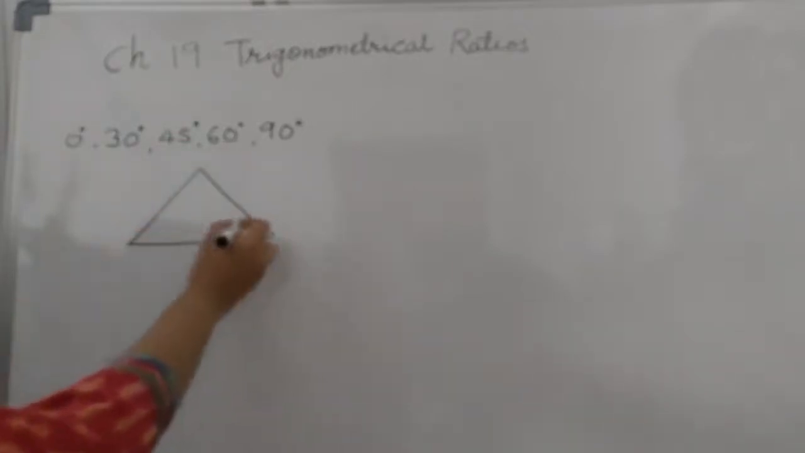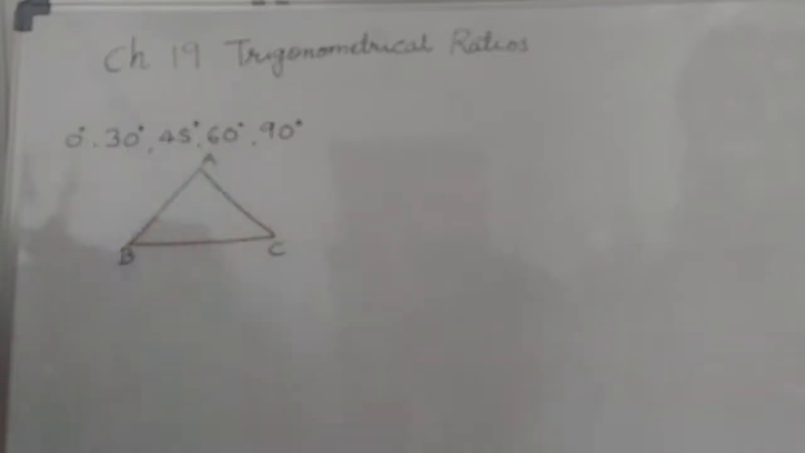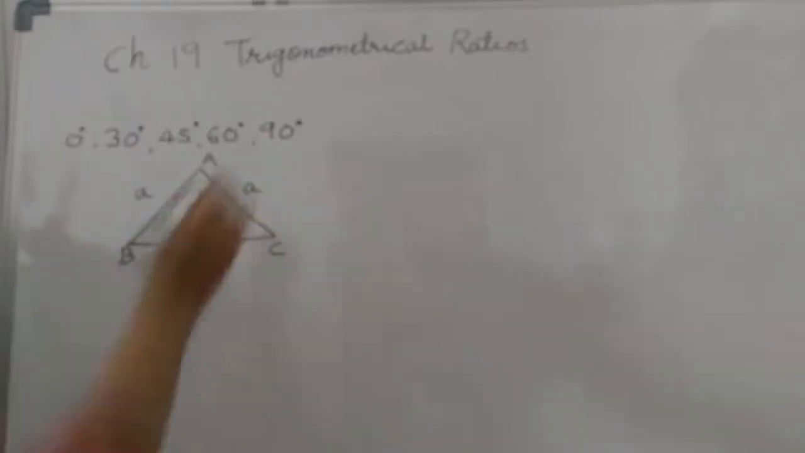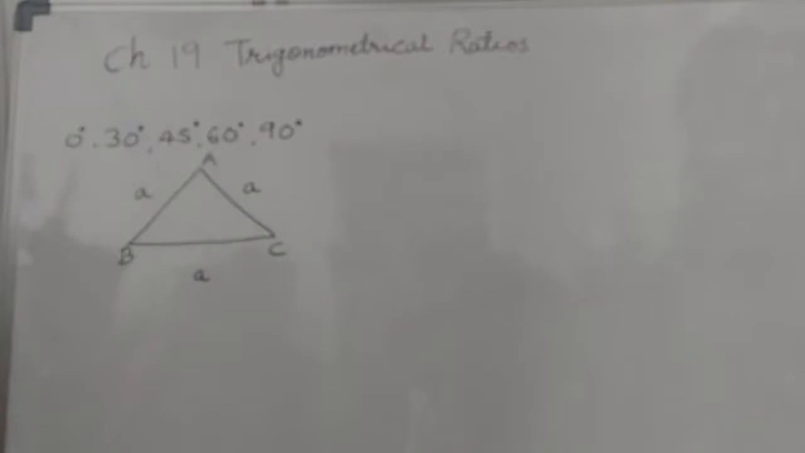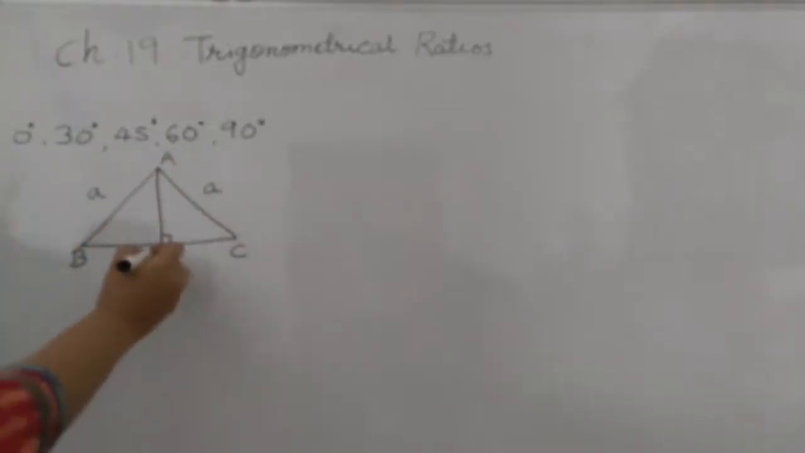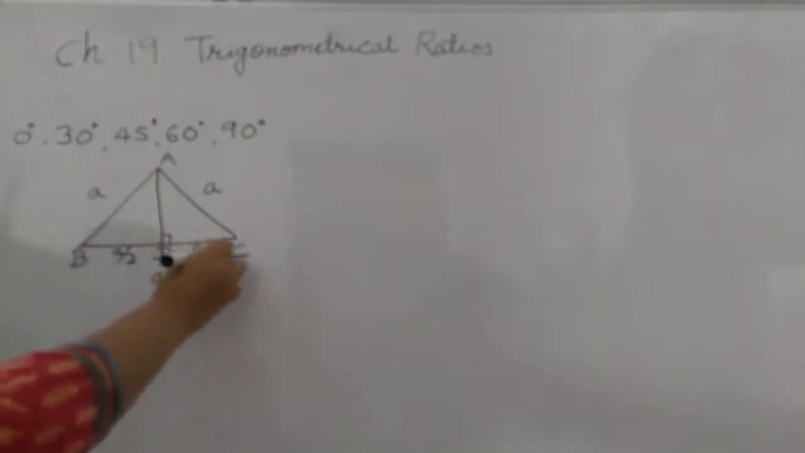This is the equilateral triangle I have drawn first here, ABC. Equilateral triangle means all sides are equal. So I write here A as the measurement of the sides. Now let us construct one perpendicular from A to the base BC, and name the foot D. That was already taught to you in the Pythagoras theorem chapter: when a perpendicular is drawn from the vertex to the base, it divides the base.